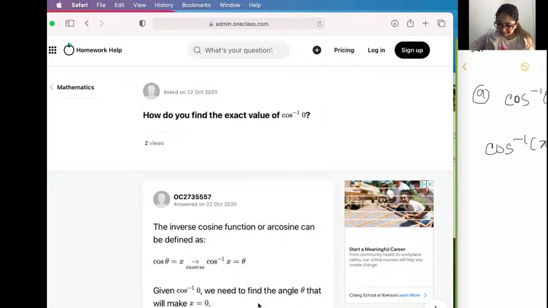So if we rewrite this, not as the inverse but the regular way, we can see that cos of 0 equals x. In order to find x, we know from our unit circle that cos of 0 equals either pi over 2 or 3 pi over 2.